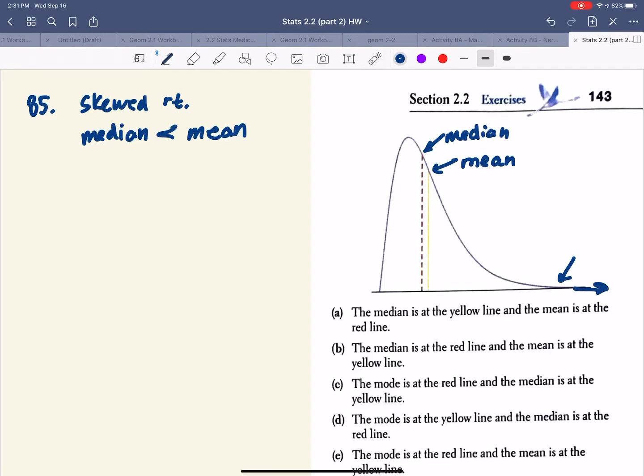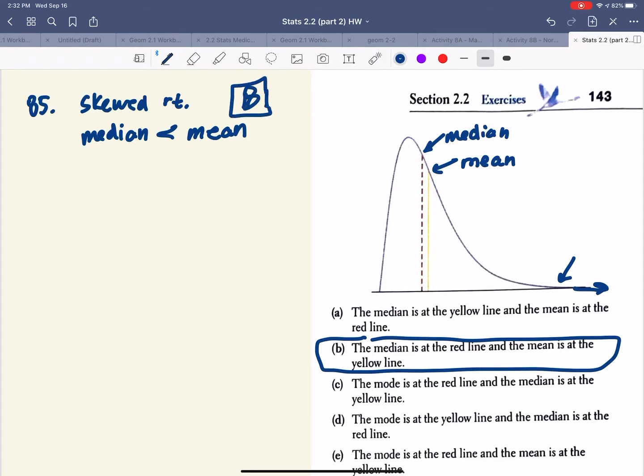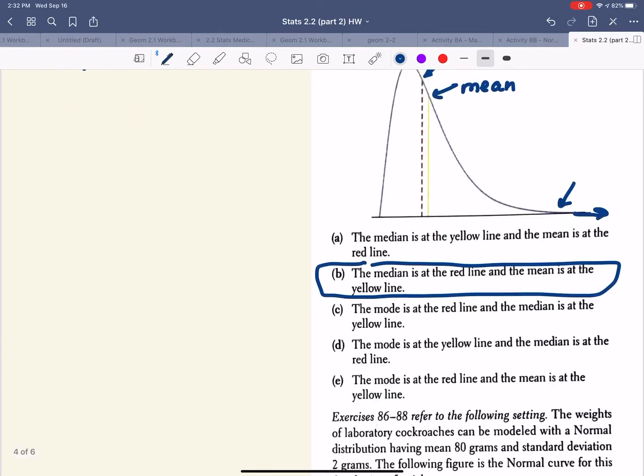So my answer would be the red line is the median and the mean is the yellow line. So it looks like our answer is B. Okay, let's take a look at the next one.